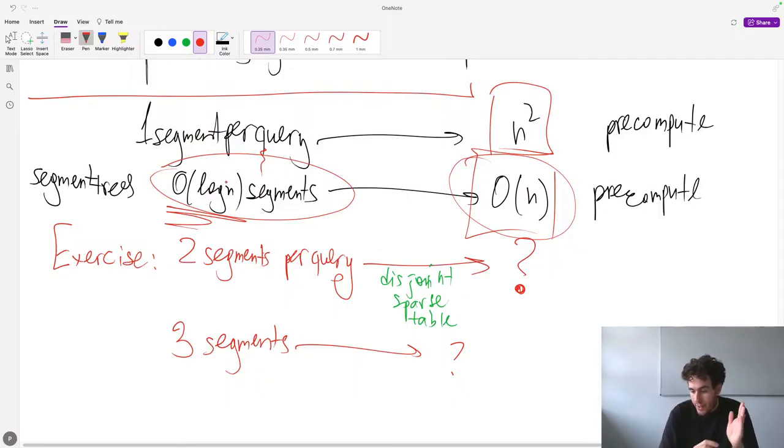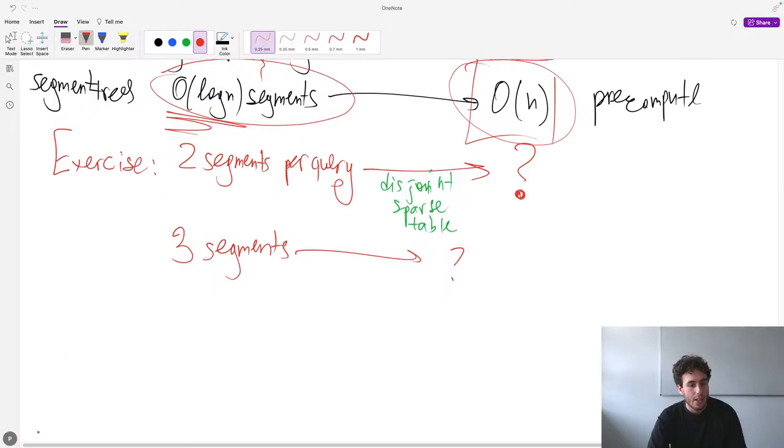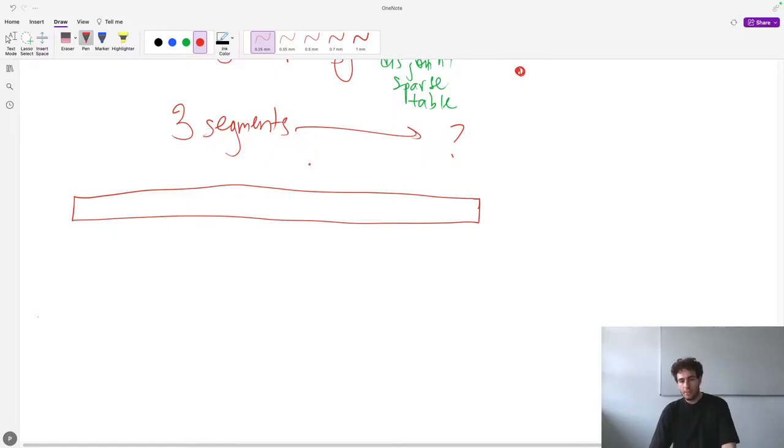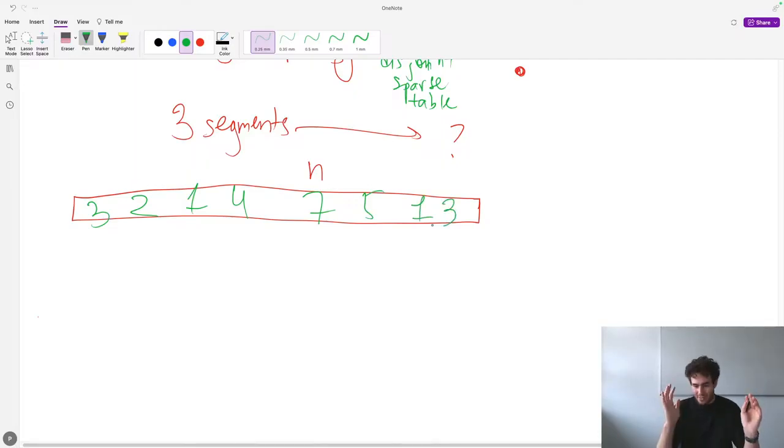So the idea that we're going to have is super simple. We're just going to do divide and conquer as in merge sort. So let's say that this is our initial array of length n. It has some values in it: 3, 2, 1, 4, 7, 5, 1, 3. And we're going to do something like merge sort.